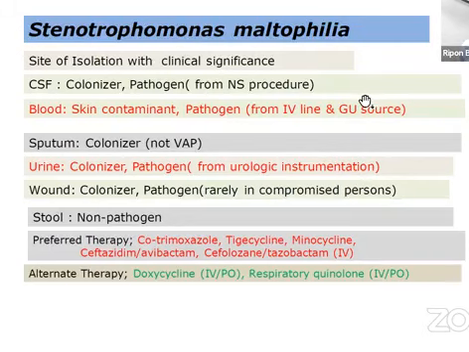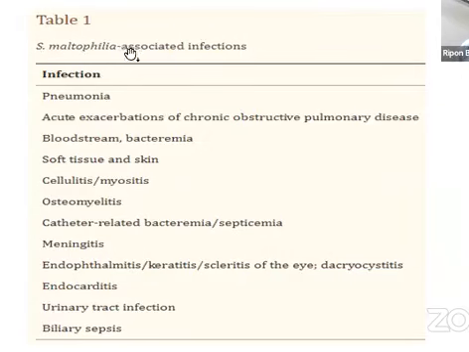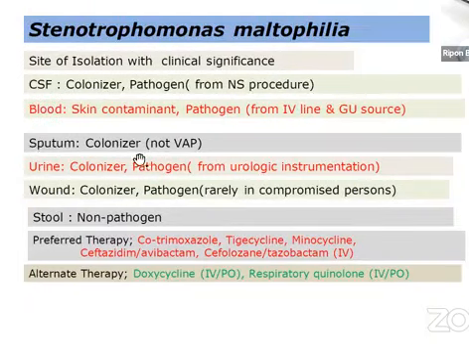Another bacteria, Stenotrophomonas maltophilia. This organism causes lots of infections: pneumonia, acute exacerbation of COPD, bacteremia, septicemia, skin and soft tissue infection, cellulitis, osteomyelitis, catheter-related bacteremia, mostly hospital-acquired infections. Actually, they are skin contaminants in blood, but colonizers in CSF, sputum, and urine. They can be pathogenic when there is a neurosurgical procedure in CSF, or from an IV line they accidentally enter the blood.